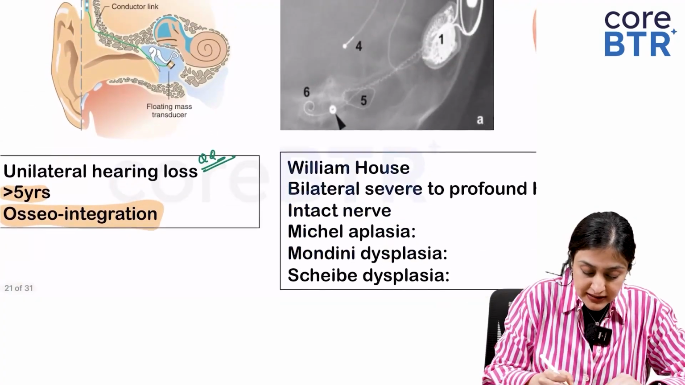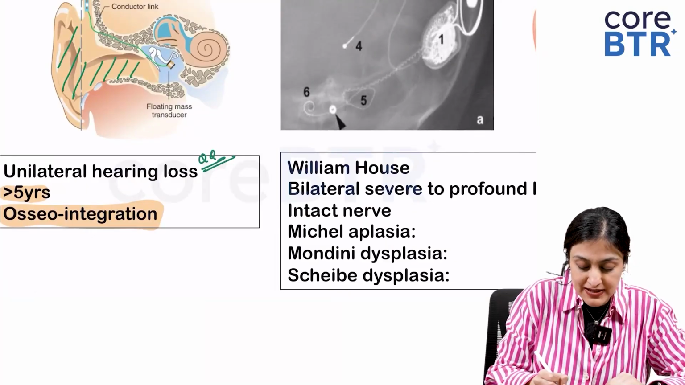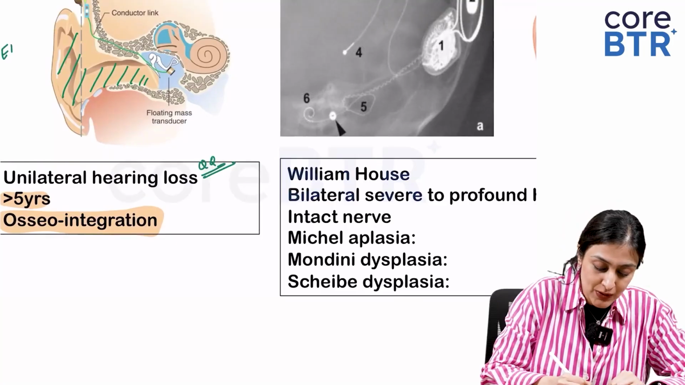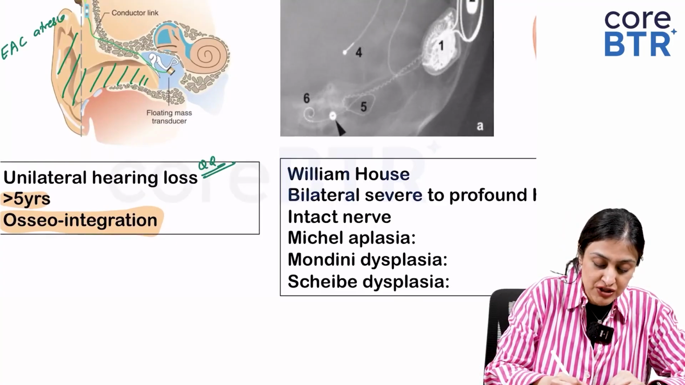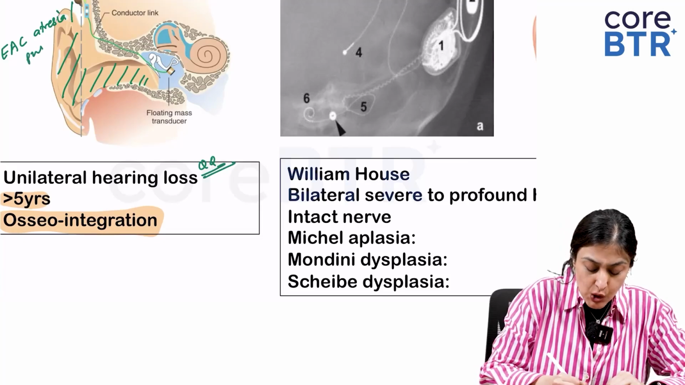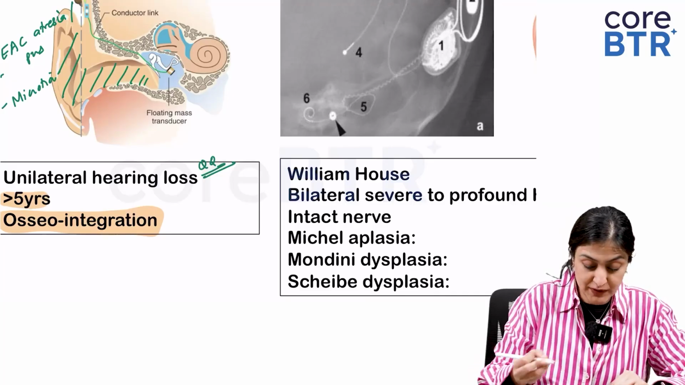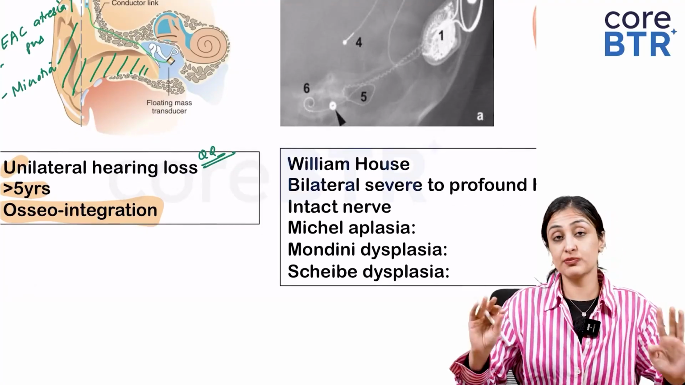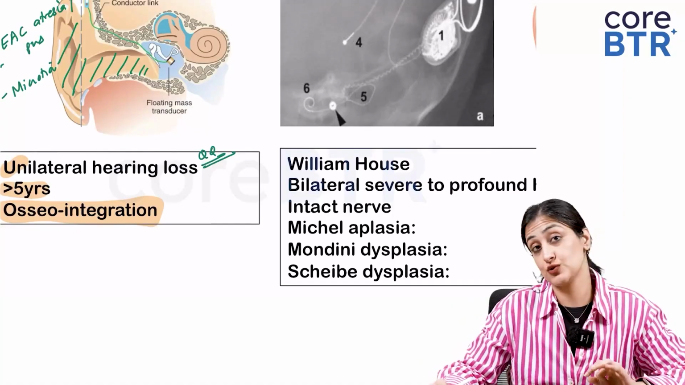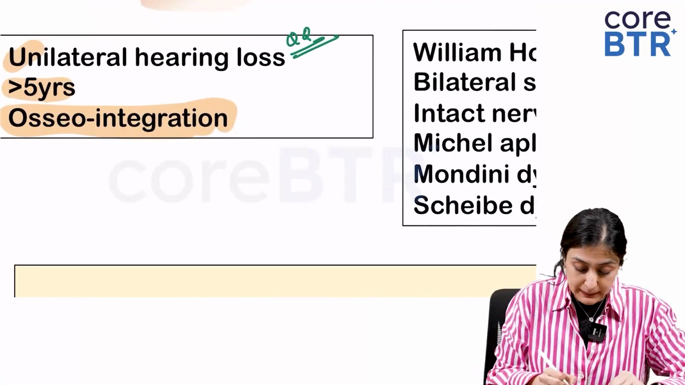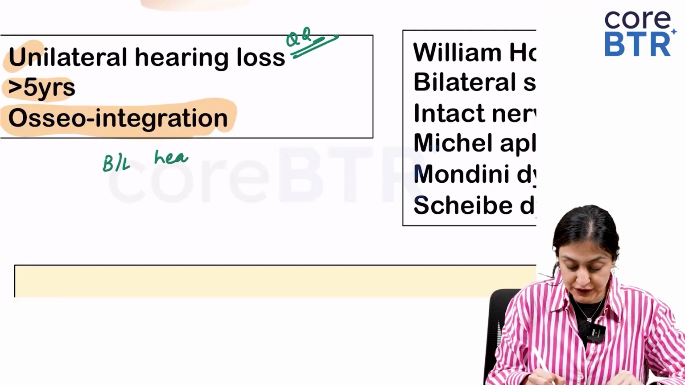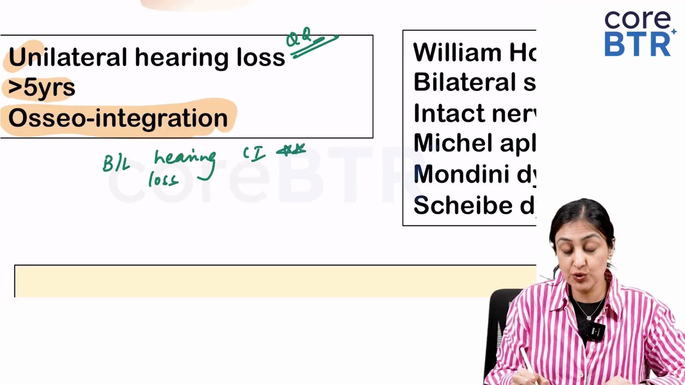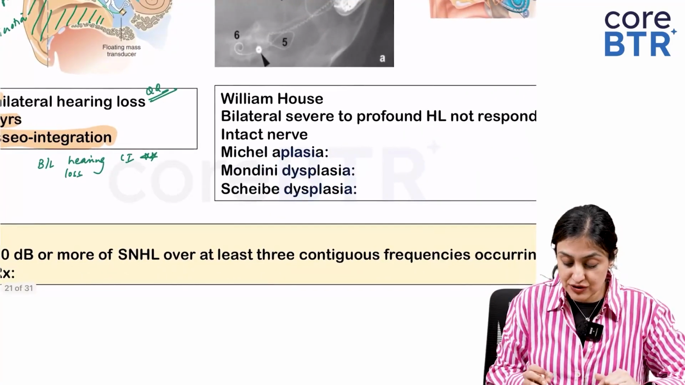Apart from that, the other indications could be any time I want to bypass this part. Anybody who has external auditory canal atresia, or it is filled with pus, or you have microtia, where the external ear is not formed, I can use it. Apart from that, remember unilateral profound to severe hearing loss, I can use BAHA. Very, very important, bilateral hearing loss here is a contraindication. So what to do if one has bilateral hearing loss?